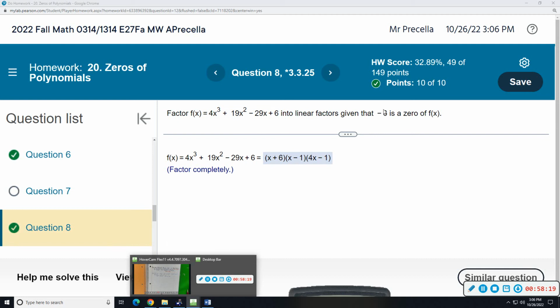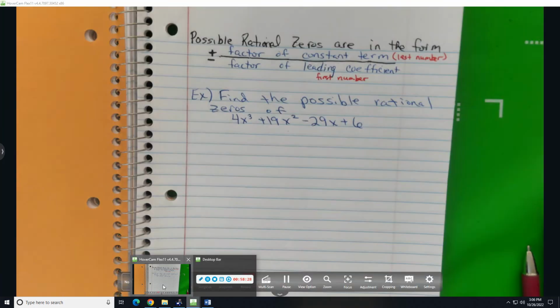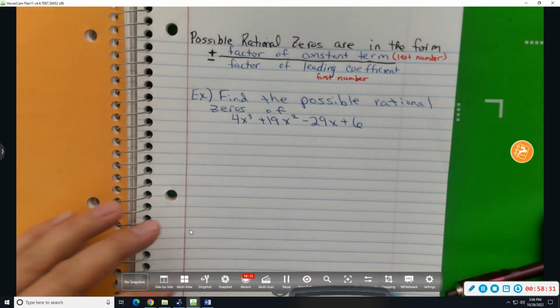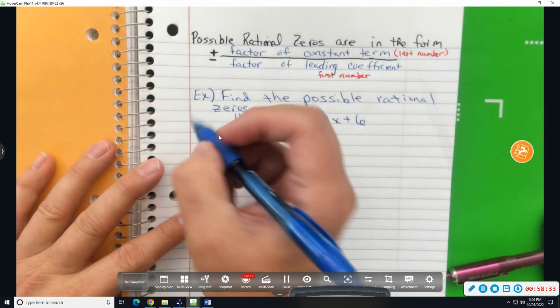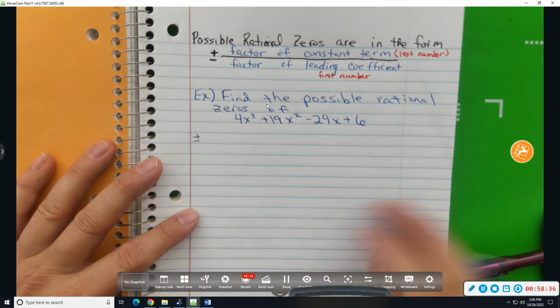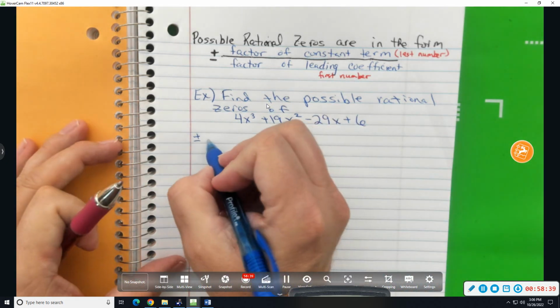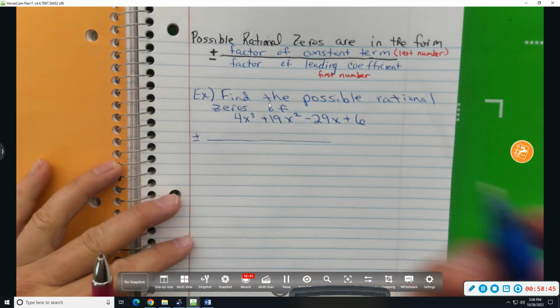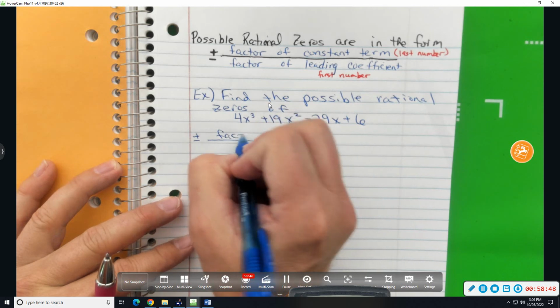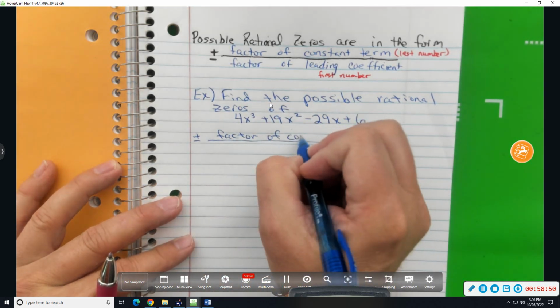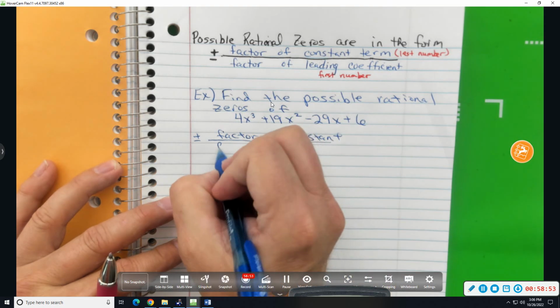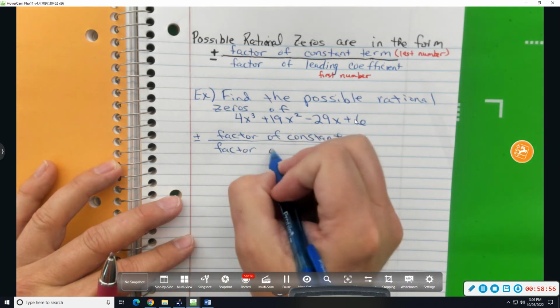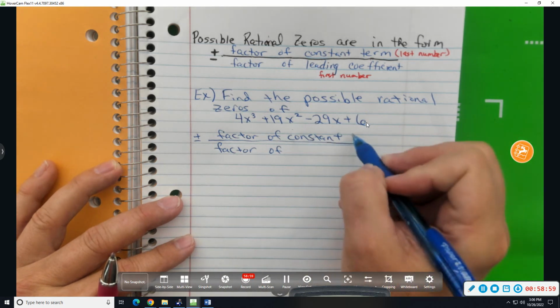But suppose they hadn't given us that -6. Suppose we didn't have any idea what to use as a 0. So let's switch over here. We're going to find the possible rational zeros. They're positive or negative factors of the constant term. The constant term is that last number, so 6.